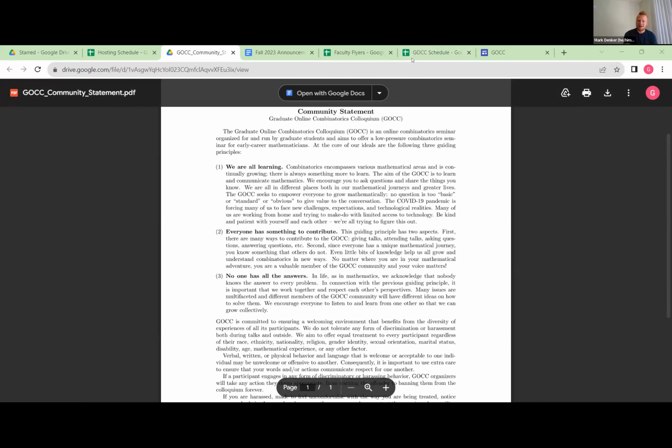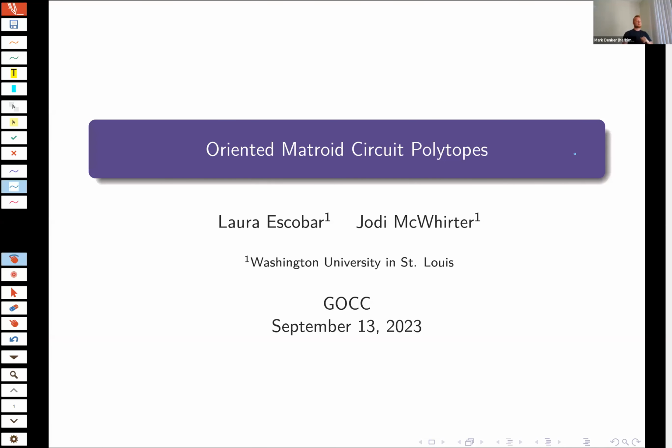But with that out of the way, I'm going to stop my share and I'm going to let Jody get her slides up. I am pleased to introduce Jody McWhorter from the University of Washington at St. Louis, speaking about oriented Matroid circuit polytopes. Jody, take it away.